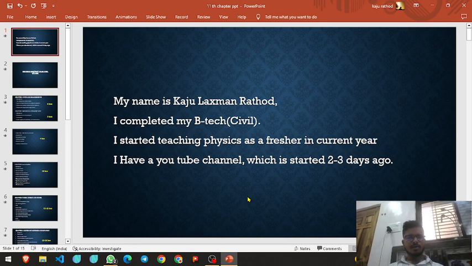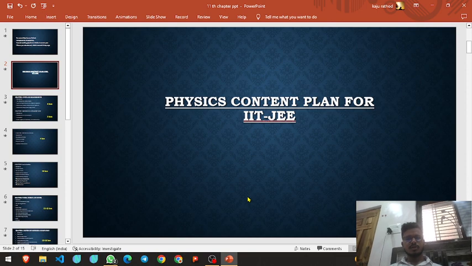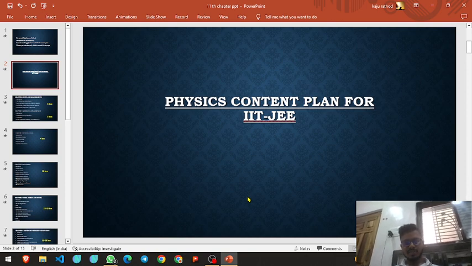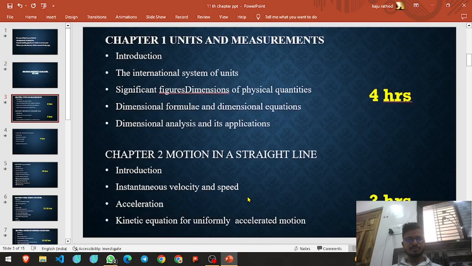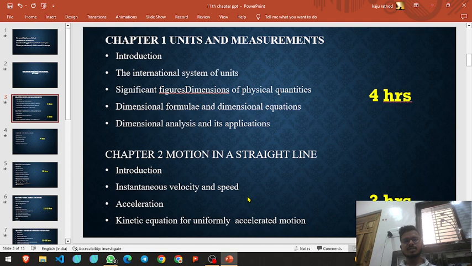So I made a physics content plan for 11th IIT JEE level chapters. In the plan, the first chapter is unit and measurement. It is an introductory part which is required for our whole journey through 11th and 12th, in which we learn how to calculate unit and measurement.